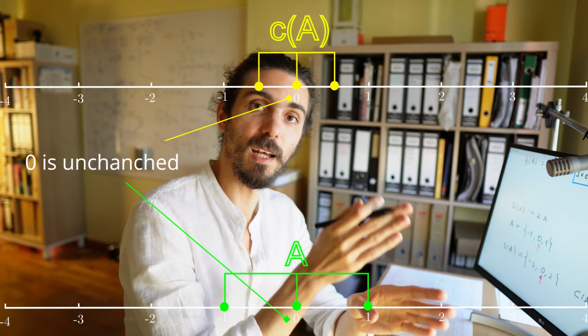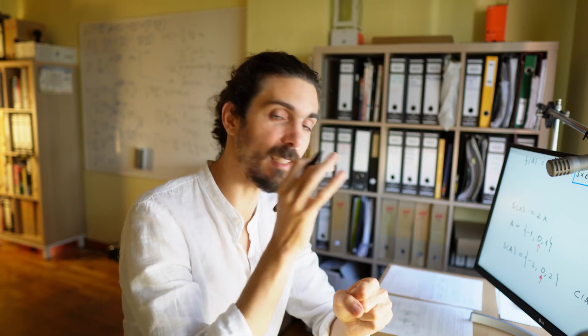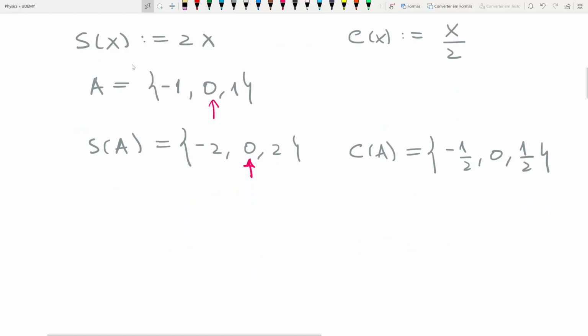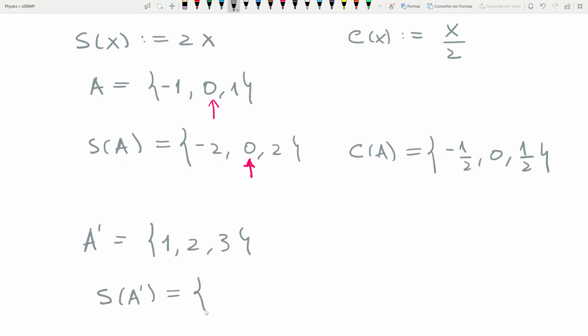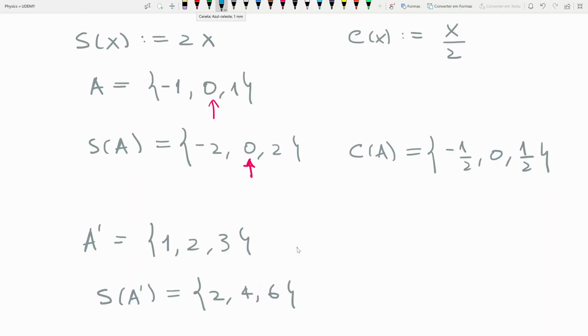But that is because the middle point of A is exactly 0. If it was not 0, for example, if I consider the set A prime, which is equal to 1, 2, and 3, well, if I now act with s, so s of A prime is the set of 2, 4, and what? 6. Let me make a picture just to illustrate the idea.